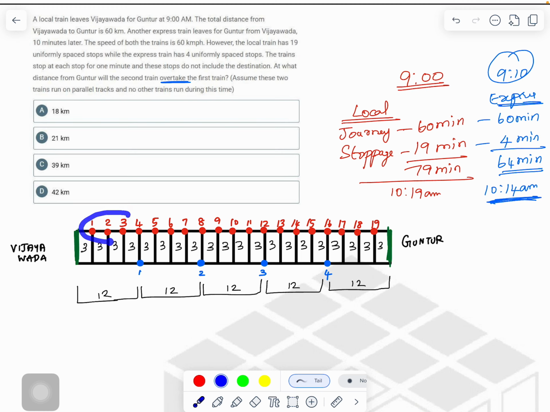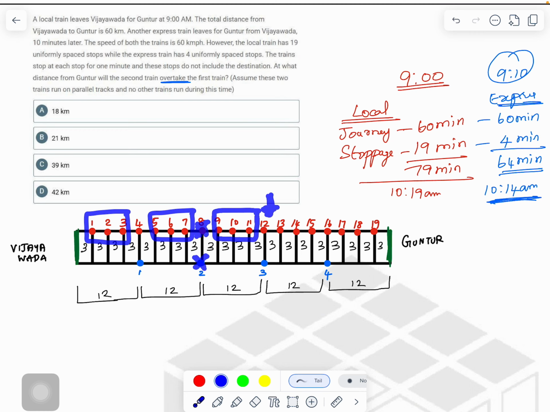Similarly, here there is a 3 minutes lag of the local train. Then here we cannot take it as a lag because this 4th stoppage of the local train is also a stoppage for the express train. So the express train is not gaining any time here. If you look at it, the first 3 stops, then the 5th, 6th, 7th stops, then not the 8th stop, because the 8th stop is also a stop for both the local train and the express train. Then the 9th, 10th, 11th stops.